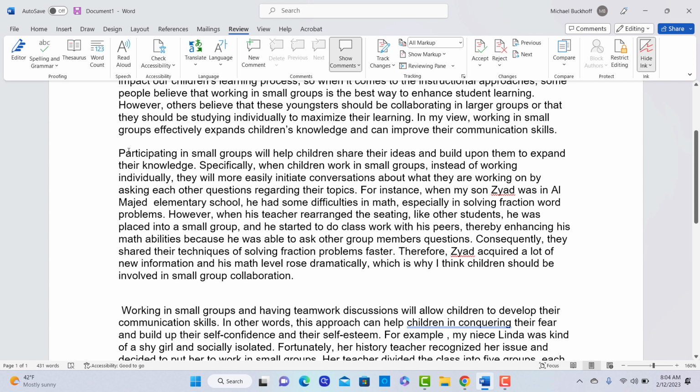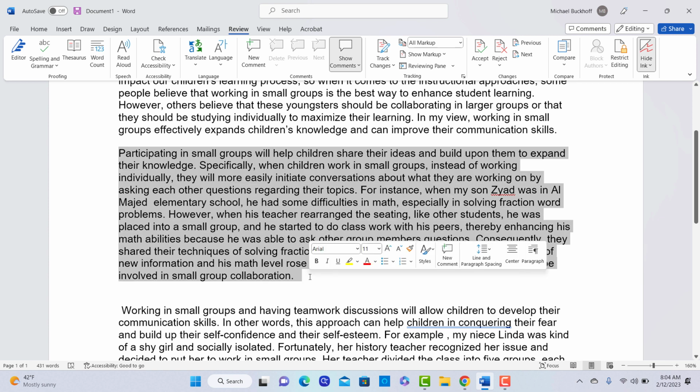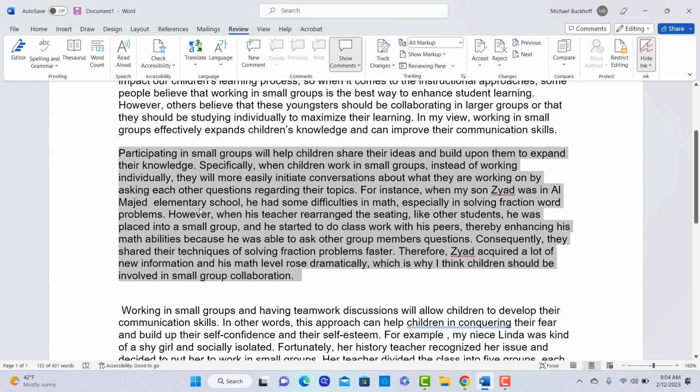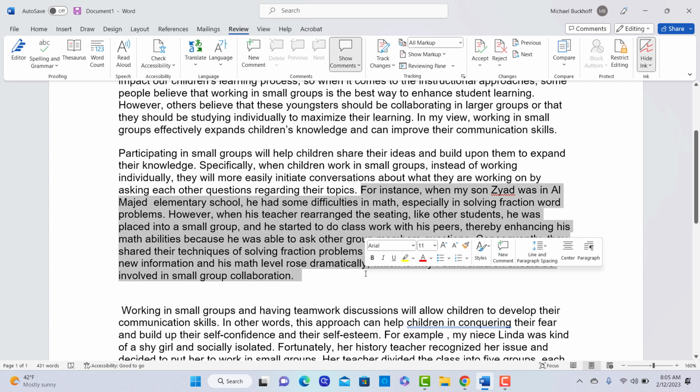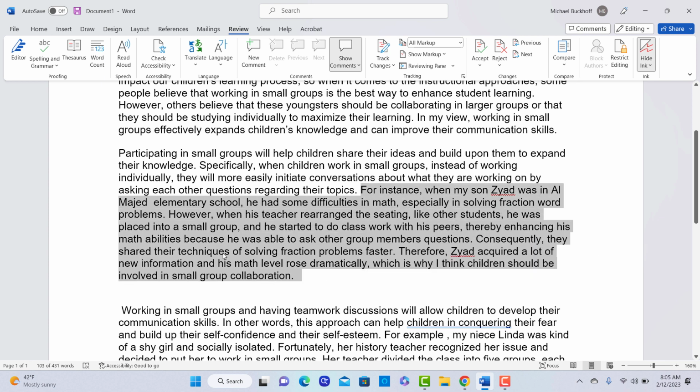Okay, so I think it's a good paragraph here. I like it. Your example, you cannot do much better than that. You understand exactly how to develop your paragraph, because it's 152 words for the paragraph, right? And then when you get to, for example, my son Zayad, you talk about that one example in 103 words. Are you kidding me?